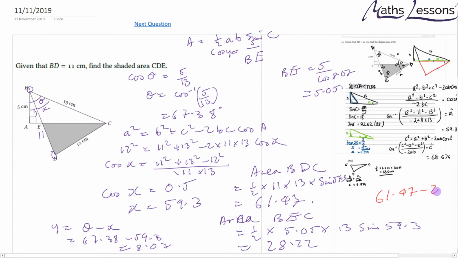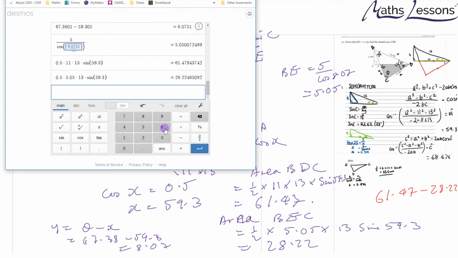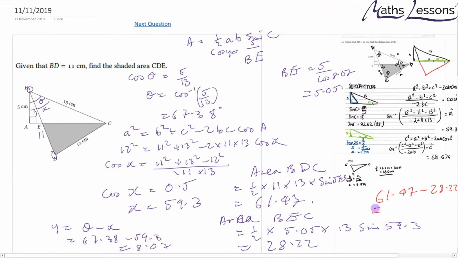So my answer is going to be, let's change the colour so it's easy to see, 61.47 minus 28.2, and I get 33.25. I'm going to round that to one decimal place, so it's 33.3 to 1 decimal place. Quite a lot of working for that question, and not easy to do in 2 minutes.